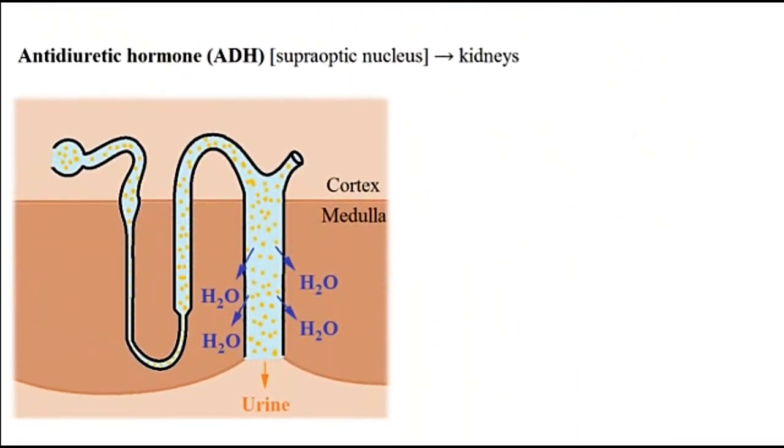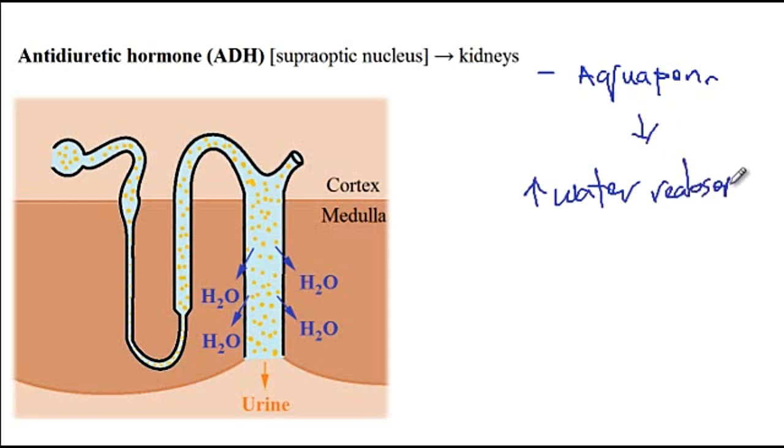The function of this hormone, which is produced by the supraoptic nucleus, is to act on the kidney in order to insert aquaporin channels into the principal cells at the lumen of the collecting duct, as a consequence of which there would be increased permeability to water, and so therefore there would be increased water reabsorption. So if someone is dehydrated, at that moment there would be an elevated level of ADH in order to increase the reabsorption of water.